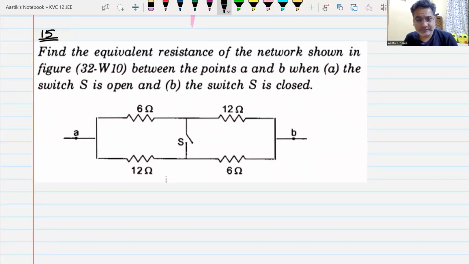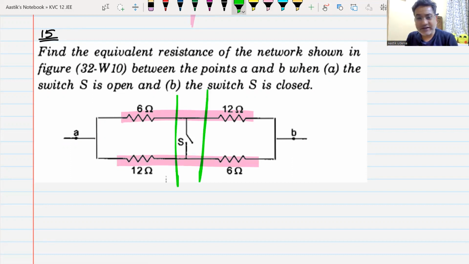When the switch is open, switch is not connected. These two are in series. 6 plus 12 becomes 18. These two are in series. This is also 18. 18 and 18 are in parallel. So the answer is 9. That is the answer when the switch is open. 6 and 12 are in series, 12 and 6 are in series and they are in parallel. So the answer becomes 9. Do we understand this? Yes or no? Yes, sir.